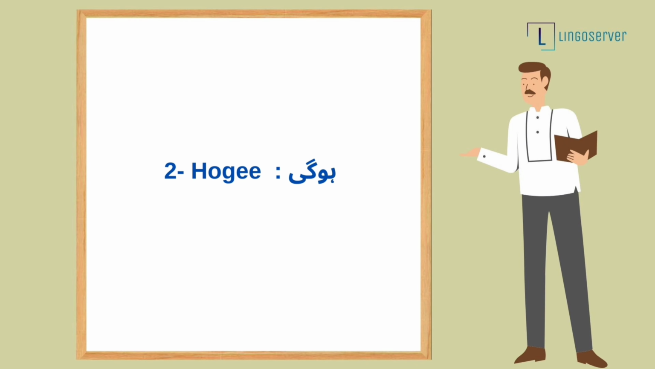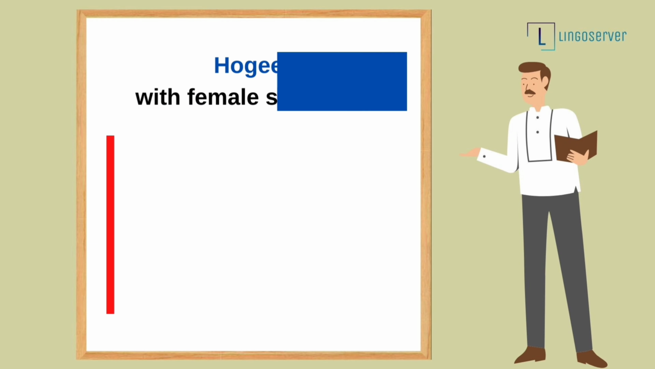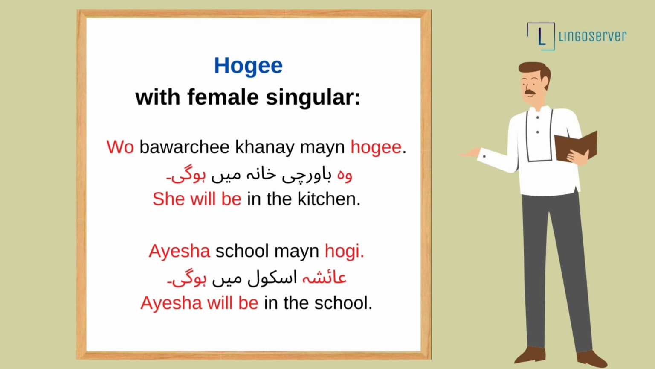And now we'll talk about होगी. We use होगी with female singular as we say वो बावर्ची खाने में होगी. She will be in the kitchen. आयशा स्कूल में होगी. Aisha will be in the school.